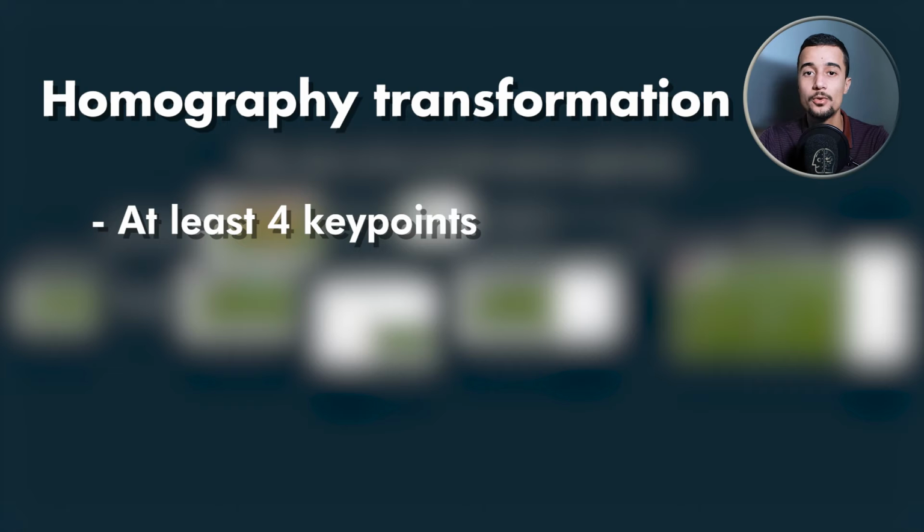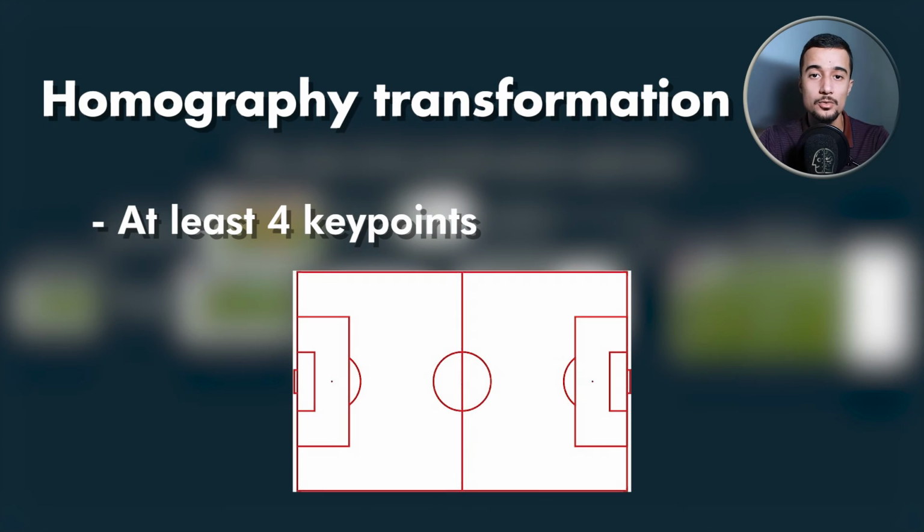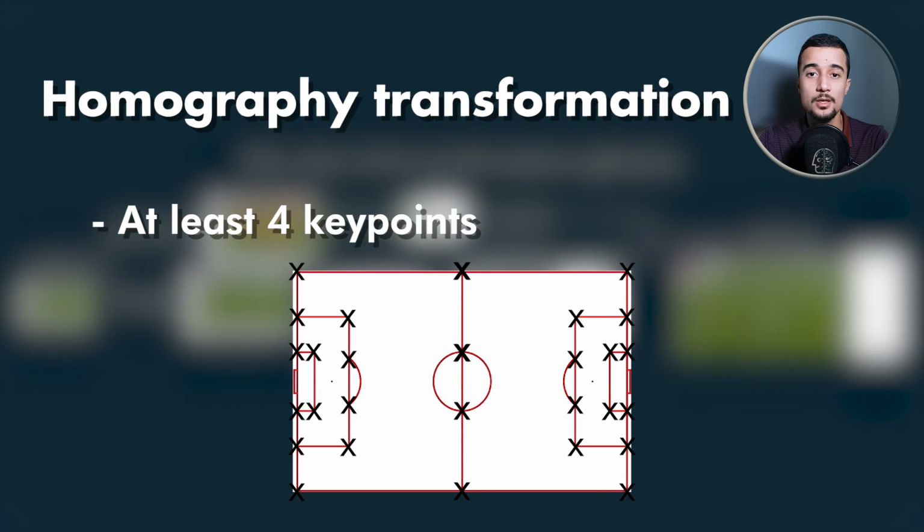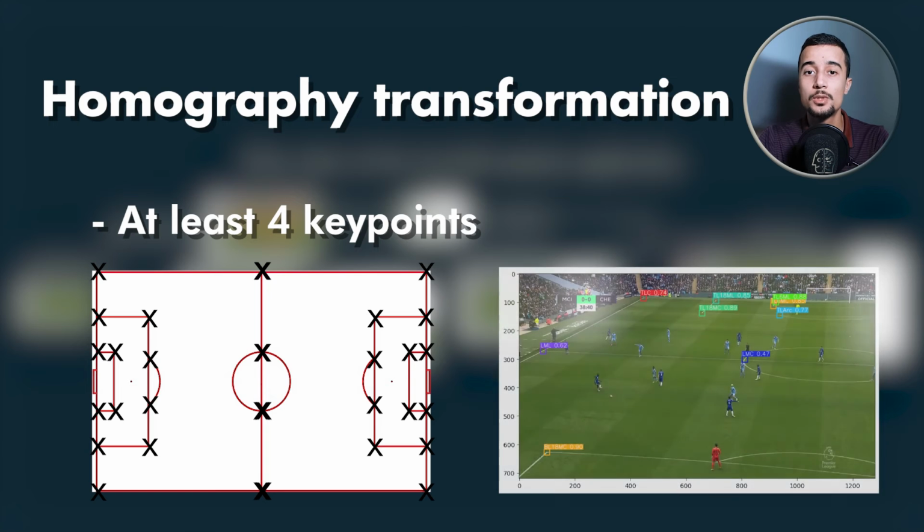And to achieve that, we need to map at least 4 points from the first point of view to the second point of view. And in our case, we have a tactical map in which we defined a certain number of key points and saved their coordinates. Now, when we detect at least 4 key points on any given frame, we can calculate a homography matrix.